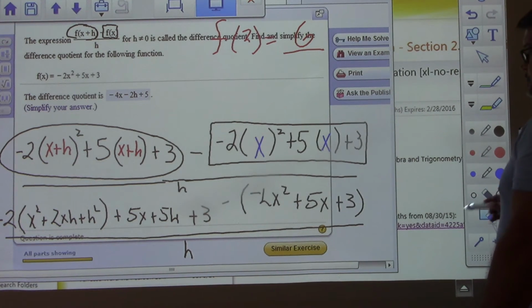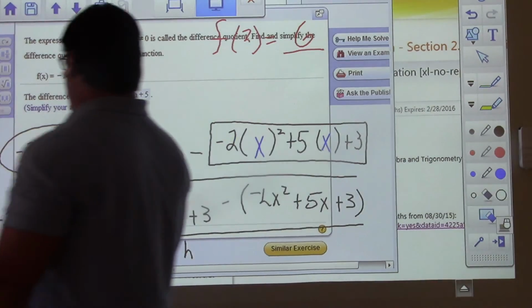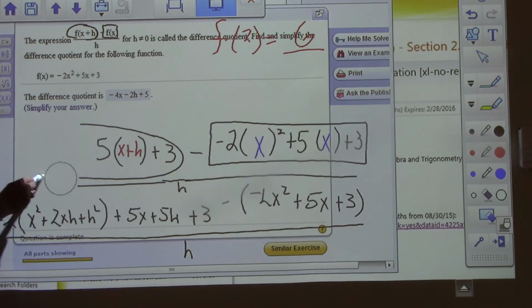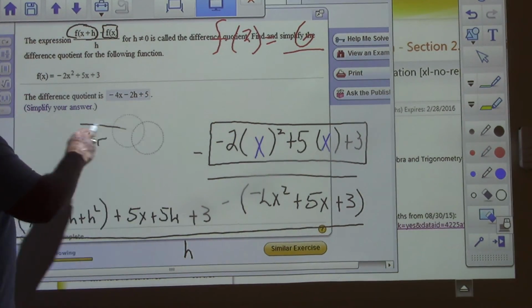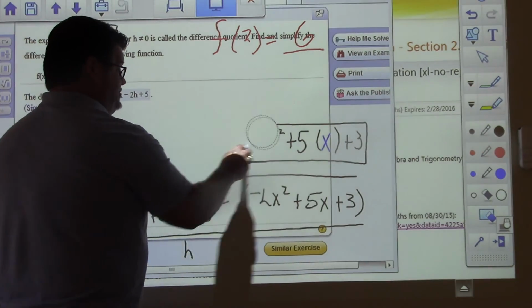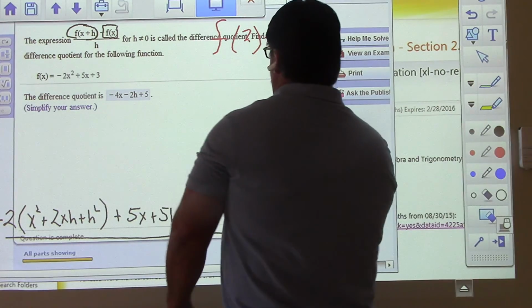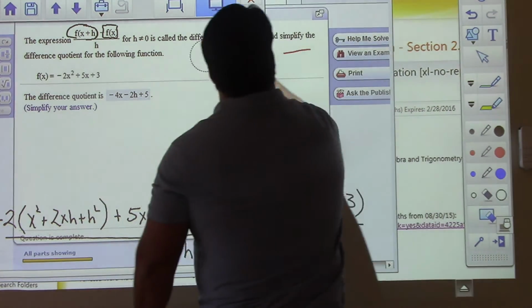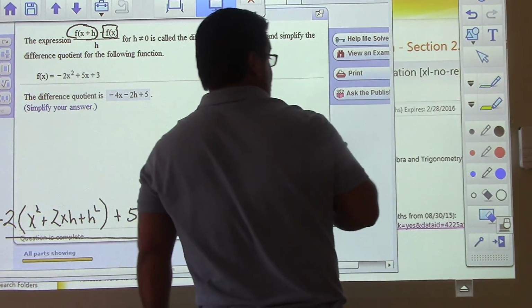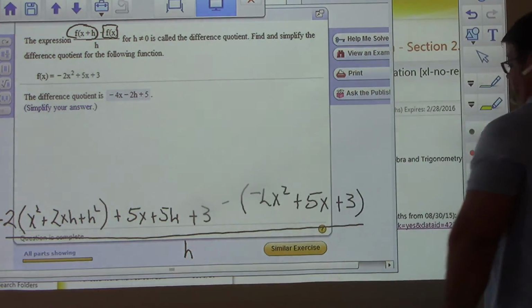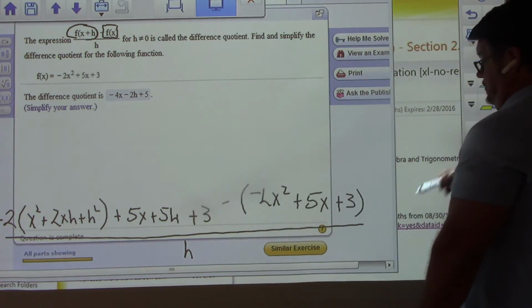Everybody with me? Now you're going to spend a whole section in calculus, the first week or two of calculus, doing this. So you might want to keep these, anything with difference quotient on it, tabbed in your notebook for calculus. Just telling you.